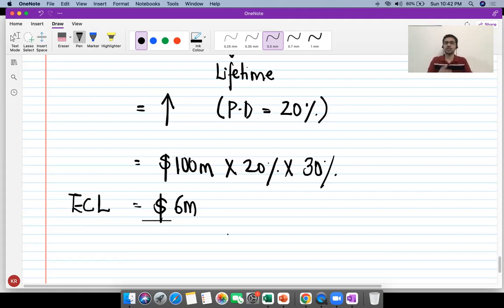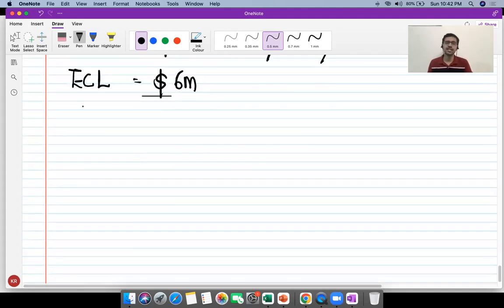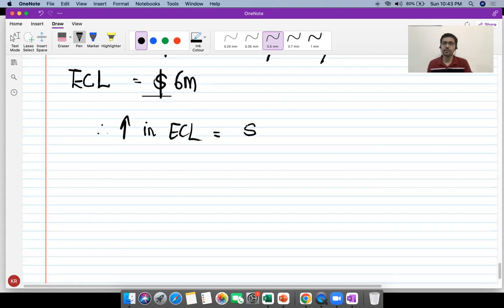My books of accounts now have an ECL of only $2.1 million. Therefore, the increase in ECL is $3.9 million, and this is obviously going to be a P&L debit.